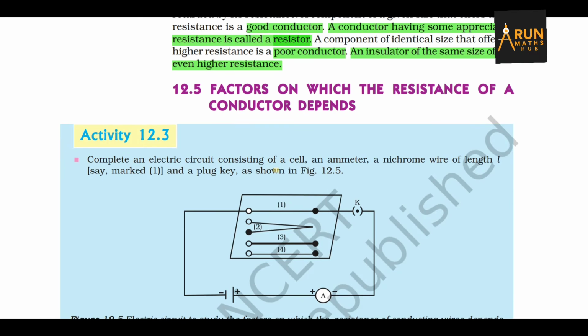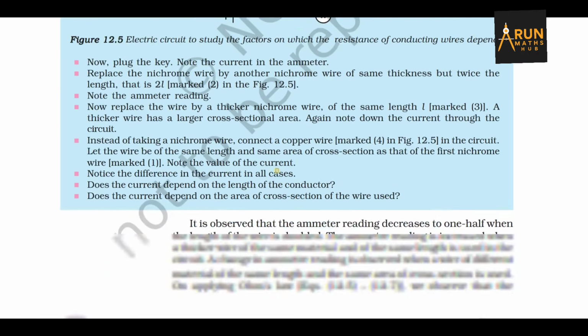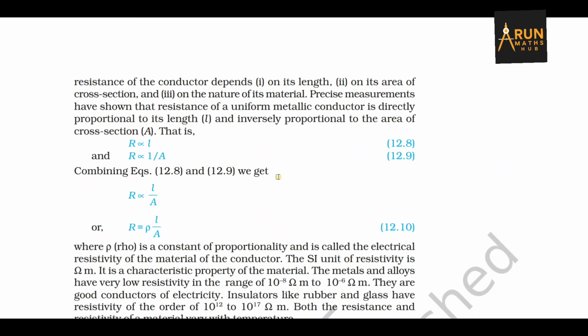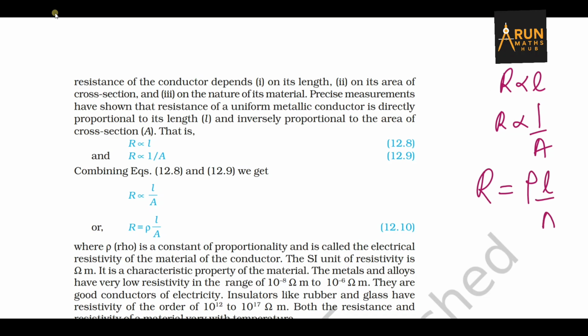Now important question again, factors on which the resistance of a conductor depends. The resistance of a conductor depends on 4 factors, that is R is proportional to L, R is inversely proportional to A. That means if you remove the proportionality, you will have a constant called rho. R equals rho L by A. The resistance of a conductor depends on the length of the conductor, area of cross section, and also on the nature of the material.